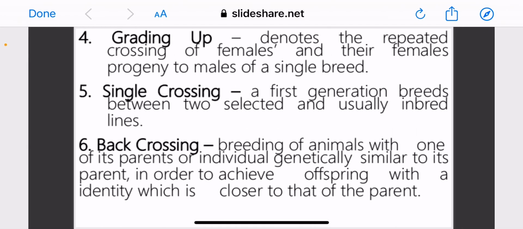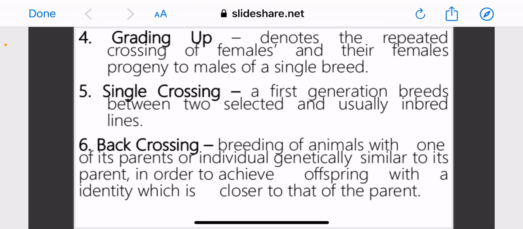The fourth one is grading up, which denotes the repeated crossing of females and their female progeny to males of a single breed. If you just try to realize, you just keep on mating females and then the female progeny to the males of a particular single breed. And we also have single crossing, a first generation breeding between two selected and usually inbred lines.